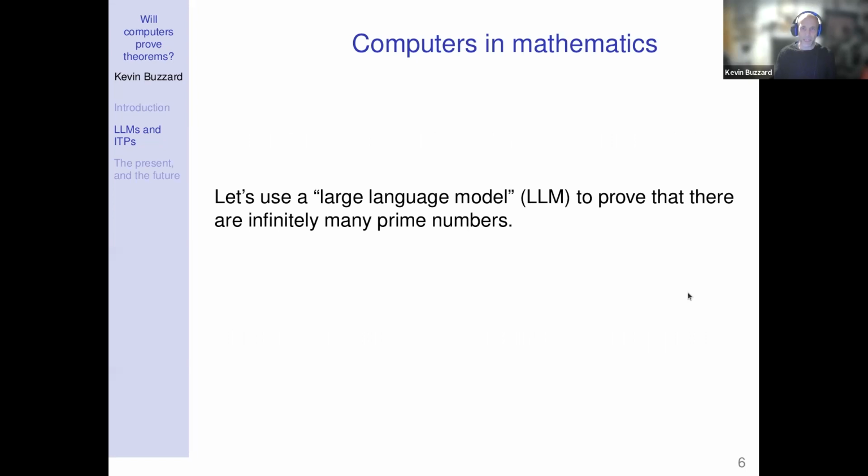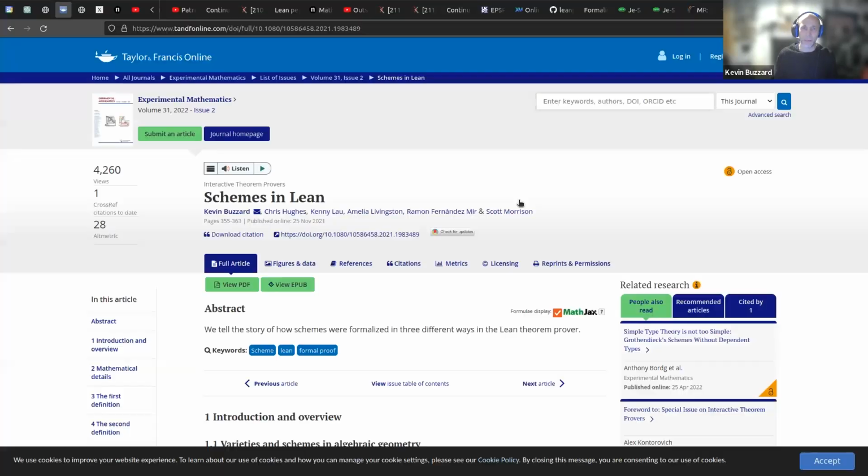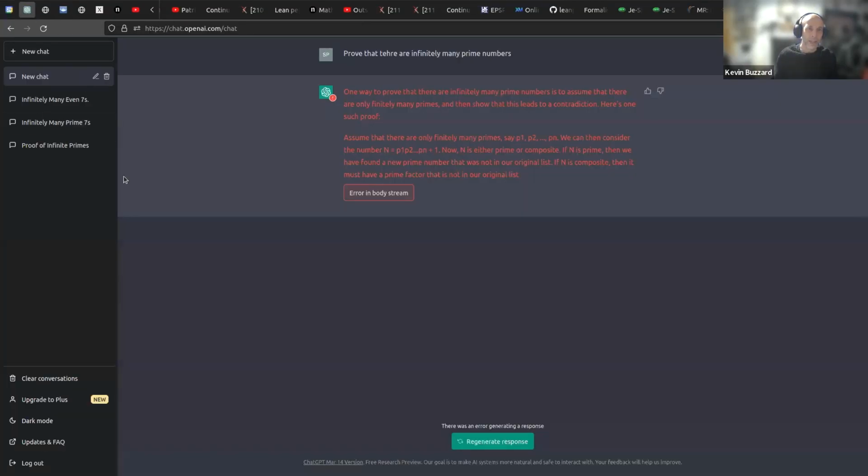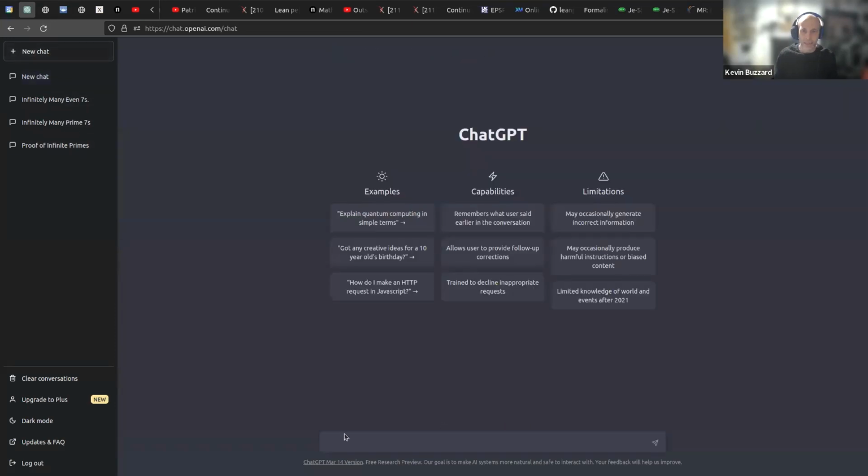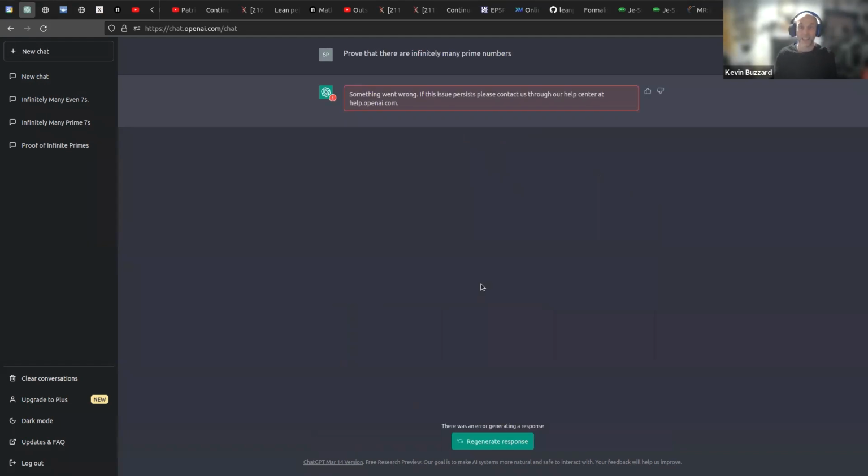The first way, let's use a large language model. So that's something like ChatGPT, something that probably most of you have heard of. Let's use ChatGPT to prove there's infinitely many prime numbers. So let's go over here. Let's try new chat. There we go. You never quite know what you're going to get with ChatGPT. It might be super slow or it might not even work. But let's have a go anyway. Prove that there are infinitely many prime numbers. There we go. Something went wrong, you see.